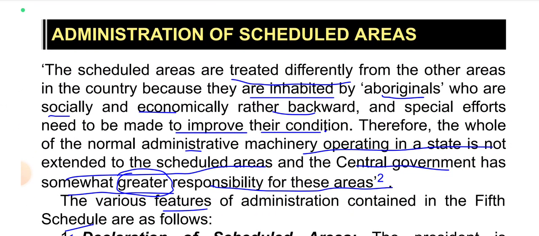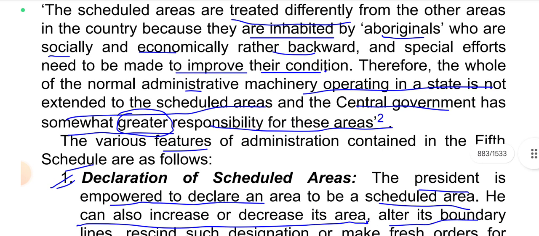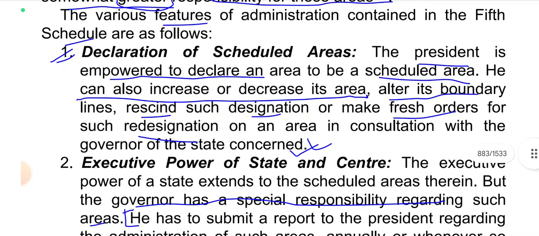The scheduled areas are treated differently from the other areas in the country because they are inhabited by aboriginals who are socially and economically rather backward, and special efforts need to be made to improve their condition. Therefore, the whole of the normal administrative machinery operating in a state is not extended to the scheduled areas, and the central government has somewhat greater responsibility for these areas. The various features of administration contained in the fifth schedule are as follows.